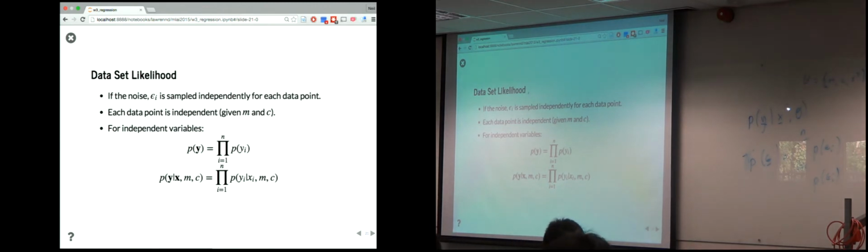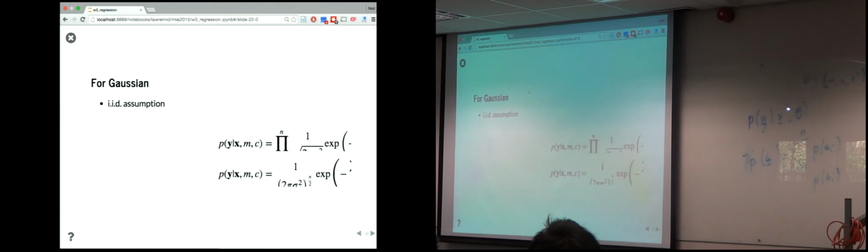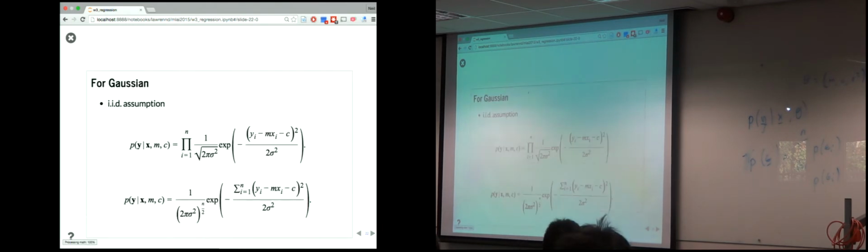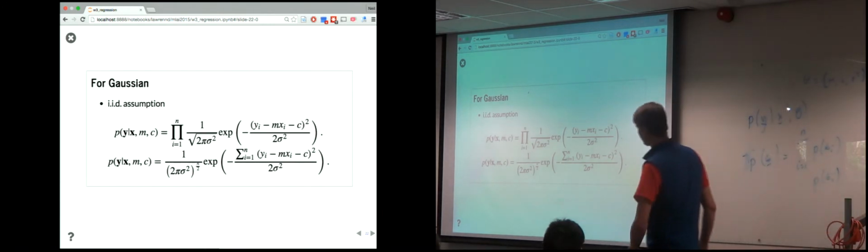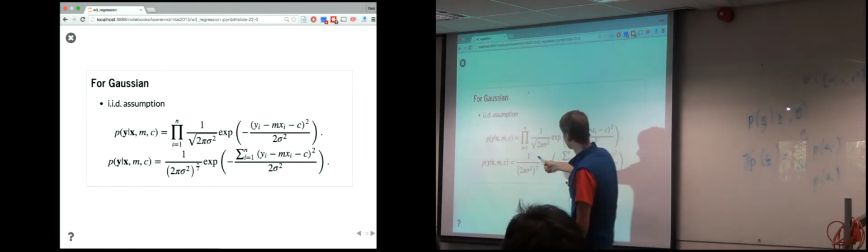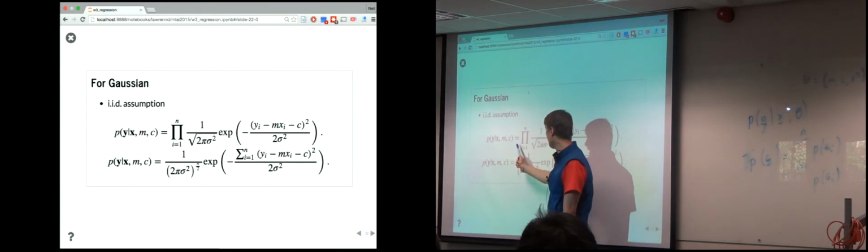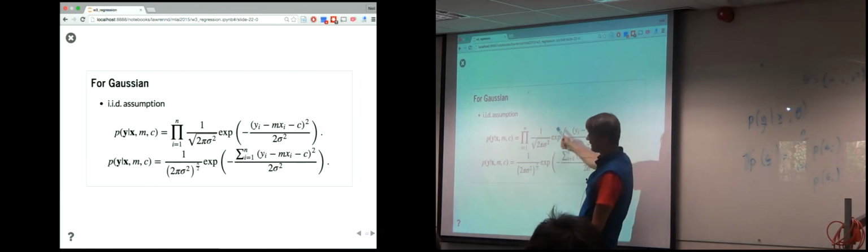Now, that's called the data set likelihood. And it's super common to see it treated as independent. So looking at that for the Gaussian model, what we're saying is that the probability over y given x is a product over all these little Gaussians.